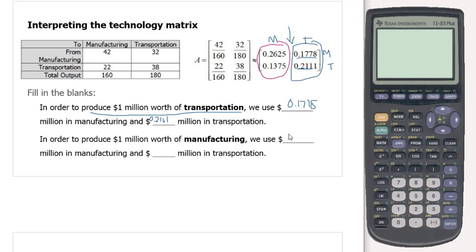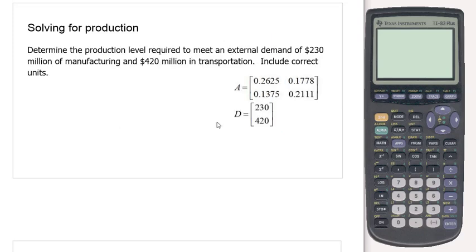And in order to produce 1 million in manufacturing, we're going to use 0.2625 million in manufacturing and 0.1375 million in transportation. So that's how we take that technology matrix and think about what each element means. Again, we aren't typically given that technology matrix explicitly. We have to develop it by unitizing the information. And this is the type of question that we're being asked.